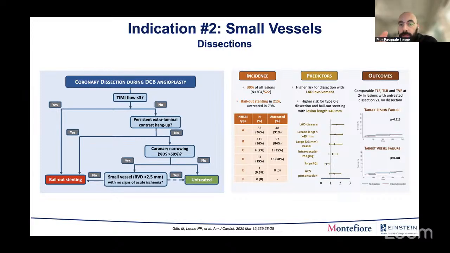And you can really see, in the middle, we're looking at the predictors. On the left side is the incidence. On the right side are the outcomes. We followed up patients here. The Kaplan-Meier curves go up to 2 years, and really they're superimposed when we look at patients with untreated dissection and no dissection. So I think this is data that might be helpful and promising: if we see a dissection that we decide not to treat for good reasons, we can expect at least similar outcomes to not having a dissection, of course with a good residual lumen and acute lumen gain.